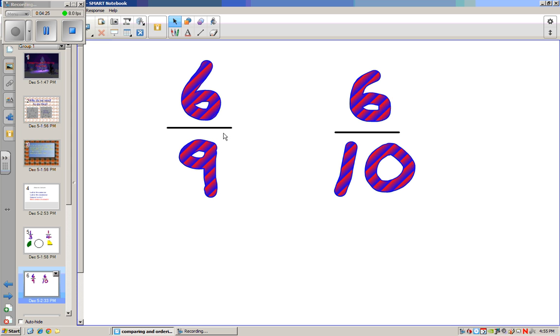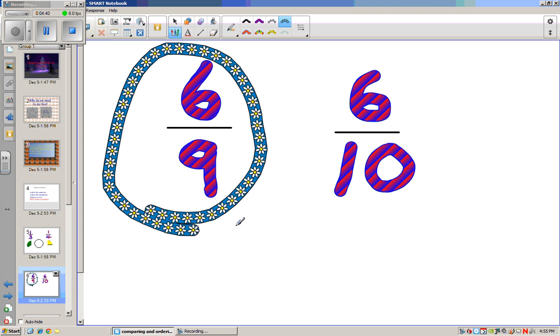So if we have 6 out of those 9, that's going to end up being bigger than our 6 out of 10 pieces in this case. So we would choose 6/9 as the bigger, and I'll use, this is Nate's favorite one. He loves the flowers. So we'd use 6/9 here.